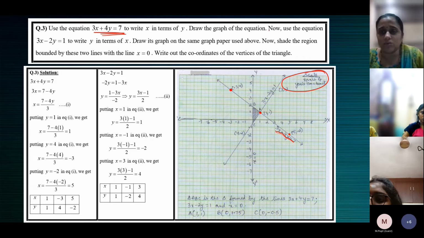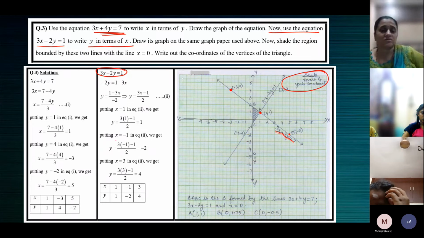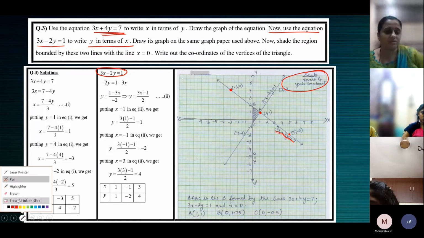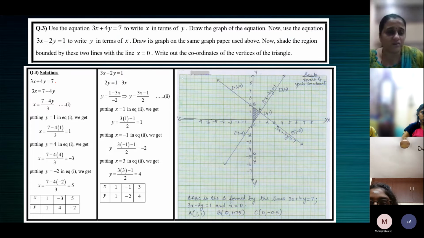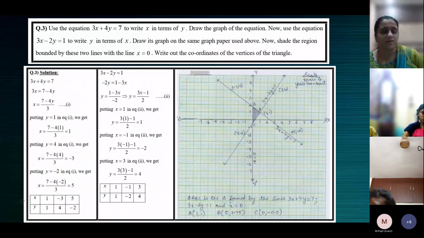Now read ahead. Now use the equation 3x minus 2y is equal to 1 to write y in terms of x. So what have we done so far? We took the first equation, and according to the instruction in the question, we wrote x in terms of y. We finished that one and drew the graph. We made the xy table, assumed 3 values for y and found the corresponding values of x. Hence we constructed this xy table, plotted the points, and we got the first straight line.